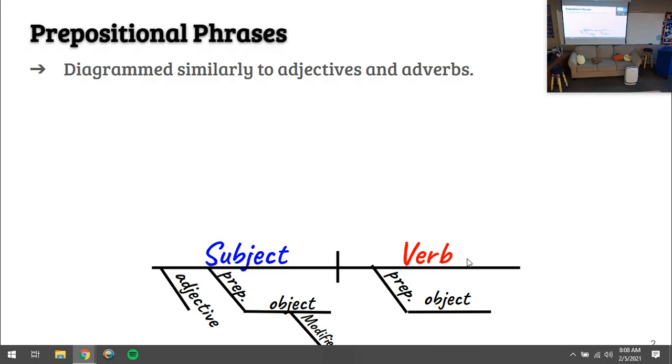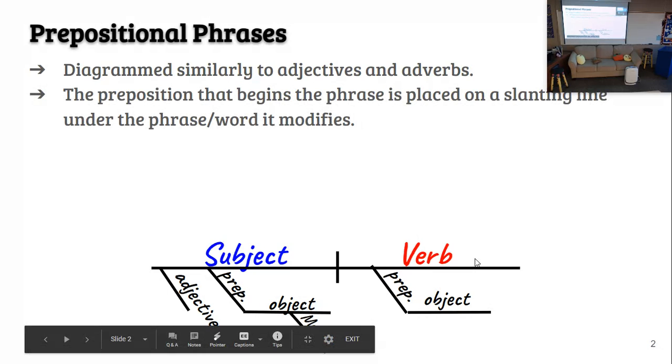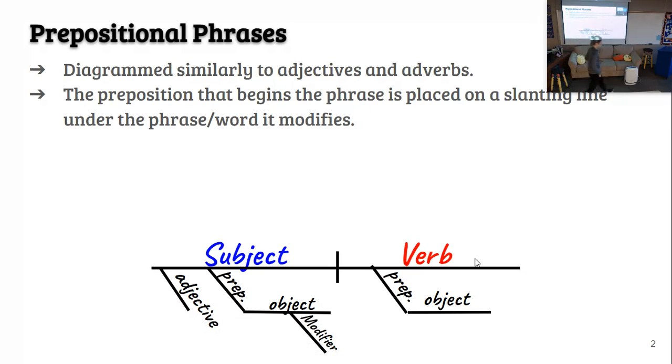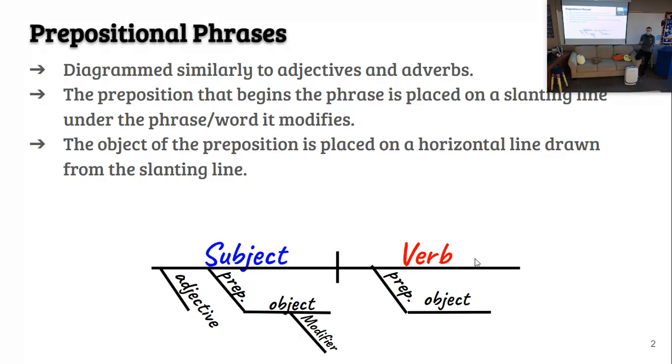All right, here. There we go. The preposition that begins the phrase is put on the slanted line underneath whatever word it's modifying. So this line right here shows how we diagram prepositional phrases. Kind of like an angled L, like a slanted L. My thumb doesn't go far enough, but it's like a slanted L. So the preposition will go on the slanted part of the line. The object of the preposition, the noun that follows the preposition, goes on this horizontal portion of the line.